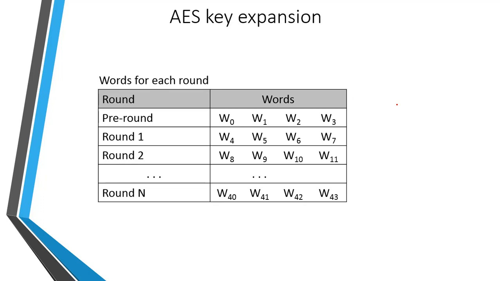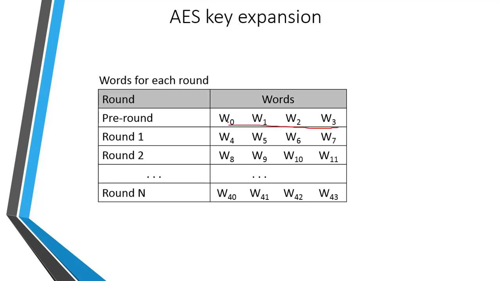Next we will see the AES key expansion. So we have a 128 bit key from which we have to generate the key for the pre-round calculation as well as all the 10 rounds. So for pre-round we require a total of 4 words.